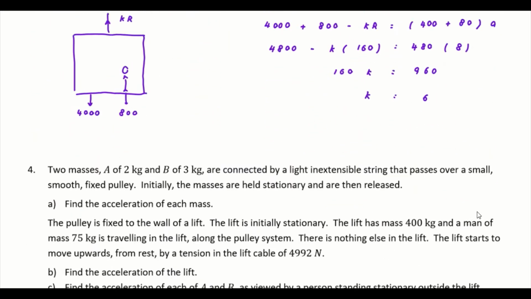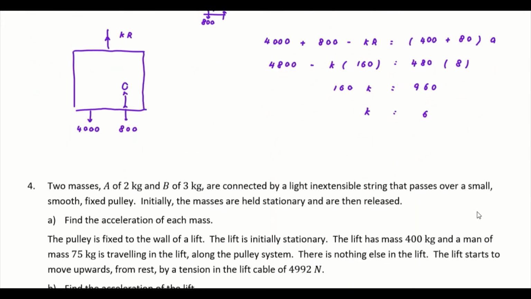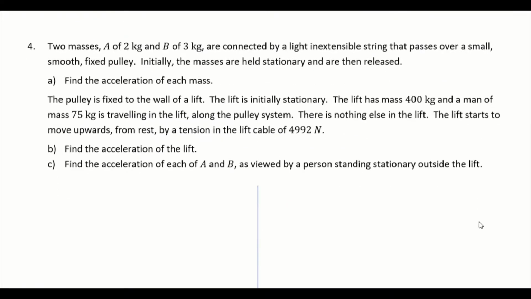Now let's look at the other question, which might be slightly harder because we are going to look at the part where the pulley and the lift are together.